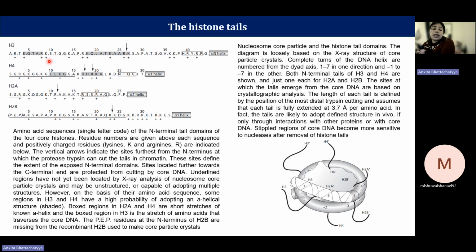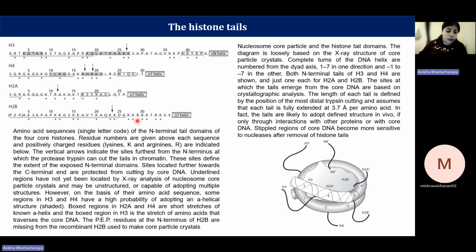the rest of it is. Underlined regions have not yet, again, please keep in mind these are all excerpts from a relatively older version of the book. You can keep yourself updated with the current version as of now. But at that point of time, underlined regions which are shown here, here, and here, they were not located by X-ray analysis of the nucleosome core and might be unstructured regions which cannot be captured in an X-ray crystallography experiment, whose crystal cannot be made because it is that dynamic a protein.